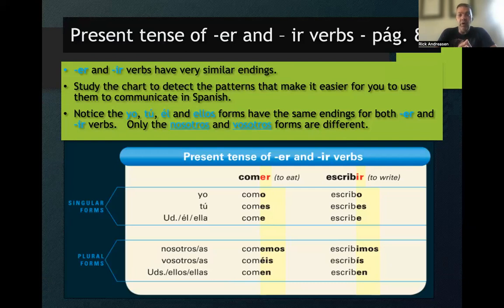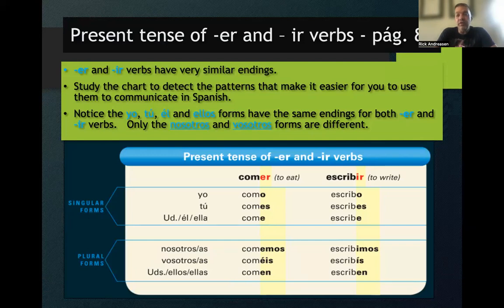The tú form for both of them is ES. In the AR verbs, it was AS. In the ER and the IR verbs, it's ES. So tú comes, tú escribes. The third person singular, usted, él, and ella, is just the letter E. In the AR verbs, it was just the letter A. So usted come, él come, ella come, usted escribe, él escribe, ella escribe.